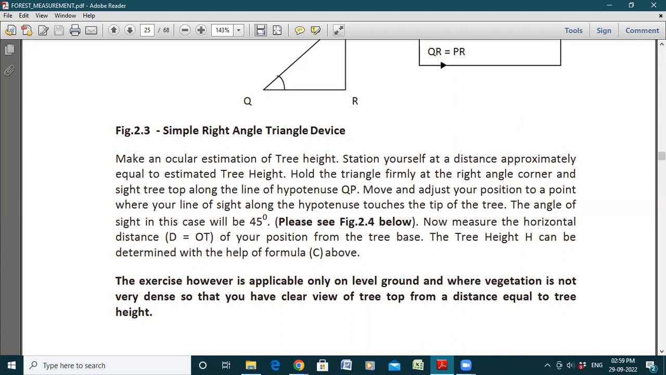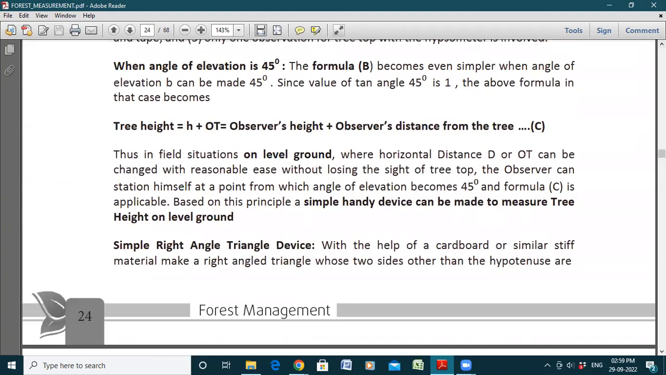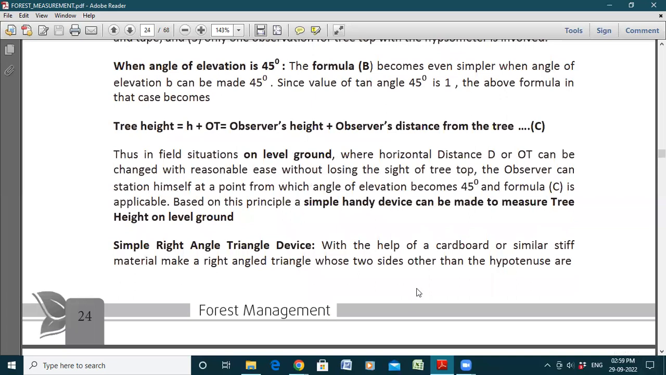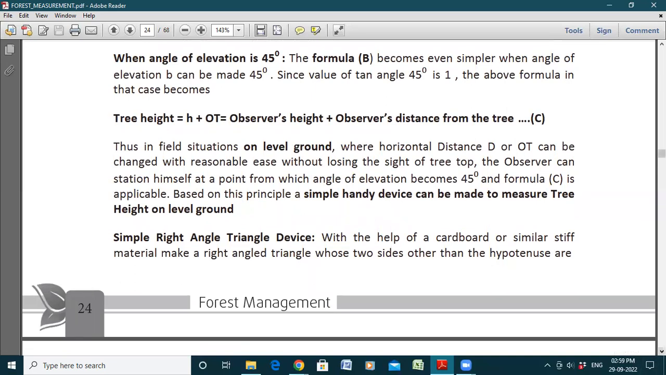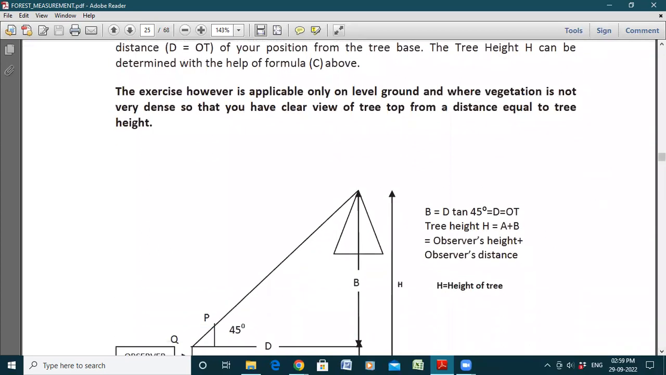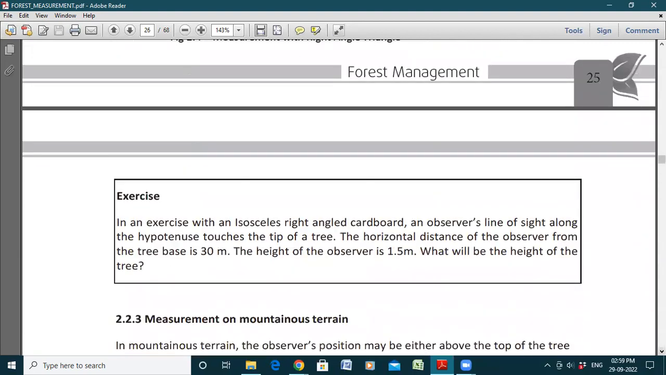Okay, this is very easy, so you can do it. From an exam point of view, the tree height is equal to H plus OT when the angle of elevation is 45 degrees. OT is the observer's distance from the tree base. I hope this is clear. Now coming to the next topic. You can take a screenshot. Actually, we want to find out when the angle of elevation is 45 degrees.